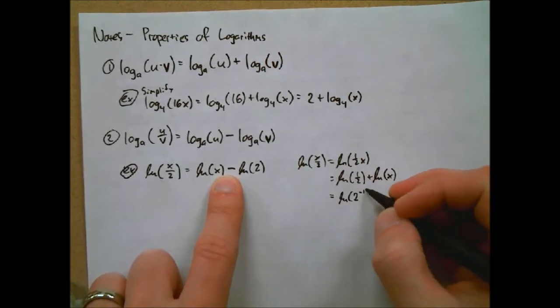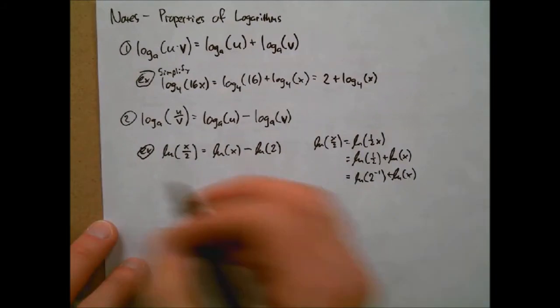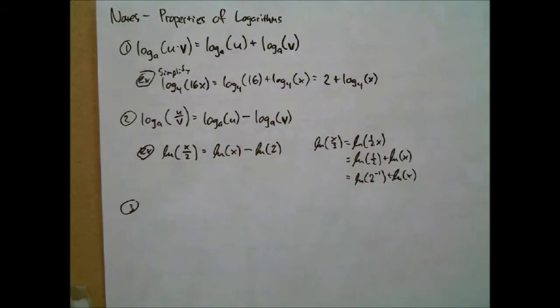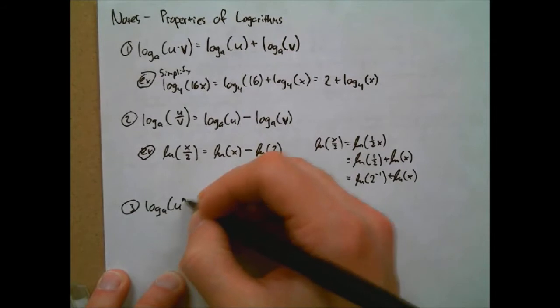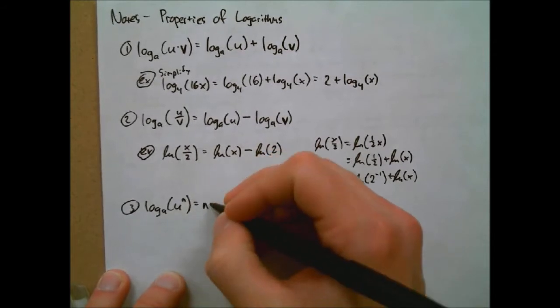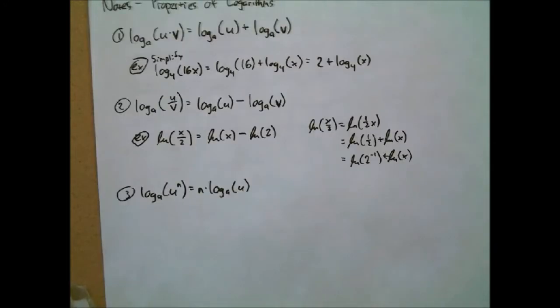and there's one more property we need to learn before I can show you that they are in fact the same. That's the next one, so we'll come back to that. Hold that thought. The next property we have is that log base A of u to the n is equal to n times log base A of u. In other words, when you take the log of something to a power, you can bring that power out front and multiply in front of the logarithm.